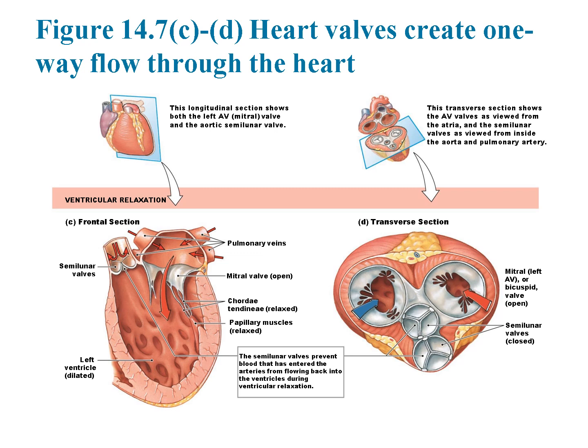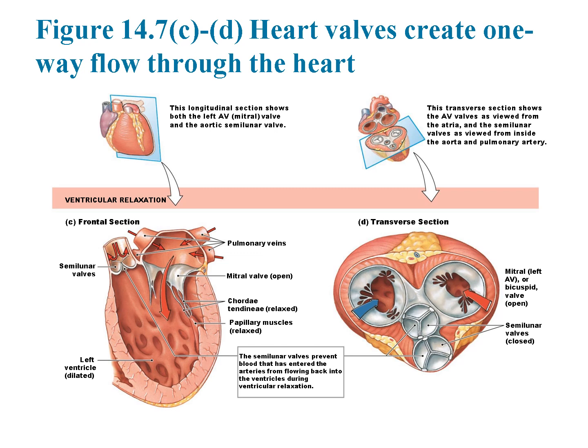Meanwhile, the chordae tendineae and papillary muscles are relaxed, ensuring that the AV valves remain open during this phase. The semilunar valves, including the aortic and pulmonary valves, are closed during relaxation. This prevents blood that has been ejected into the arteries from flowing back into the heart, maintaining forward circulation.